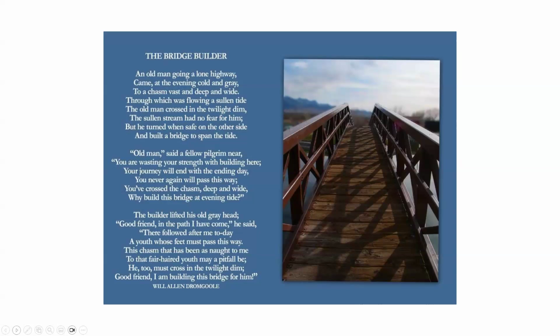You've crossed the chasm deep and wide. Why build this bridge at eventide? The builder lifted his old gray head. Good friend, in the path I have come, he said, there followed after me today a youth whose feet must pass this way. This chasm that has been as naught to me, to that fair-haired youth may a pitfall be. He too must cross in the twilight dim. Good friend, I am building this bridge for him.